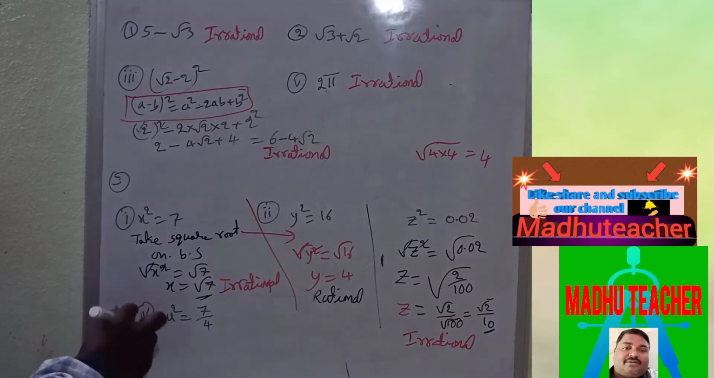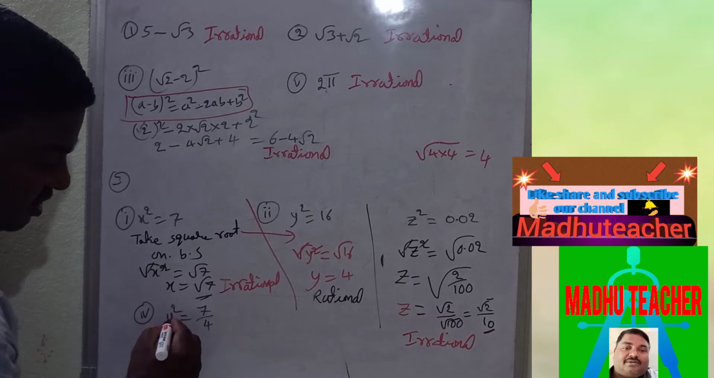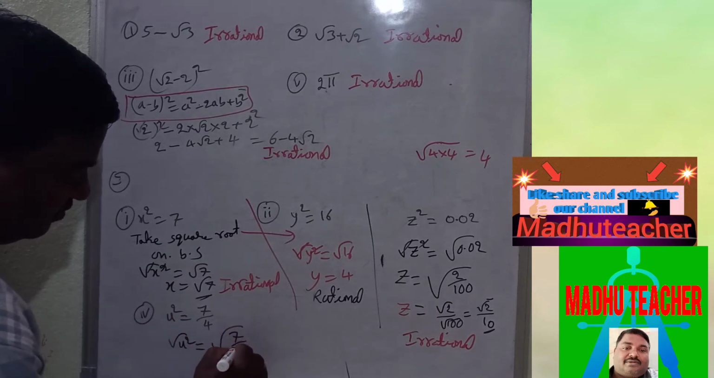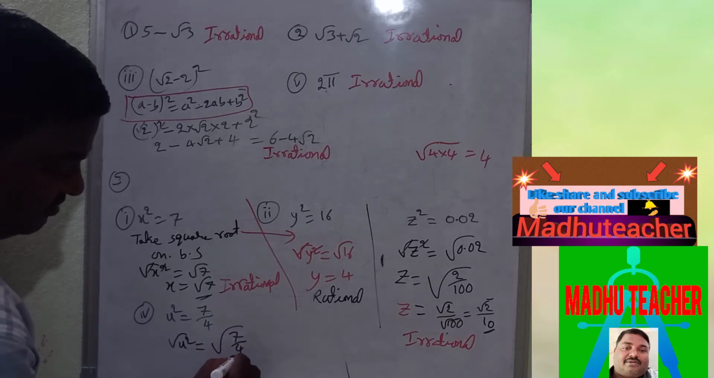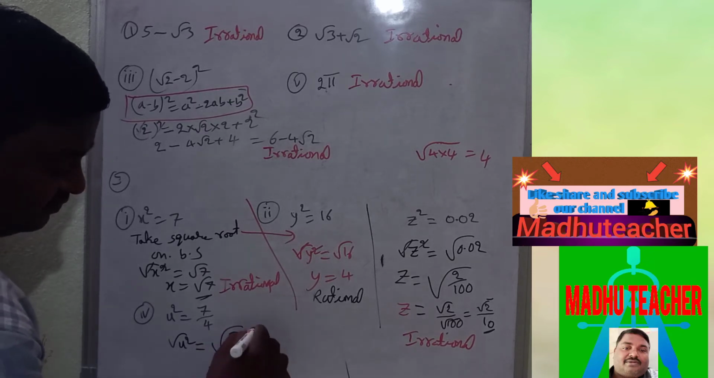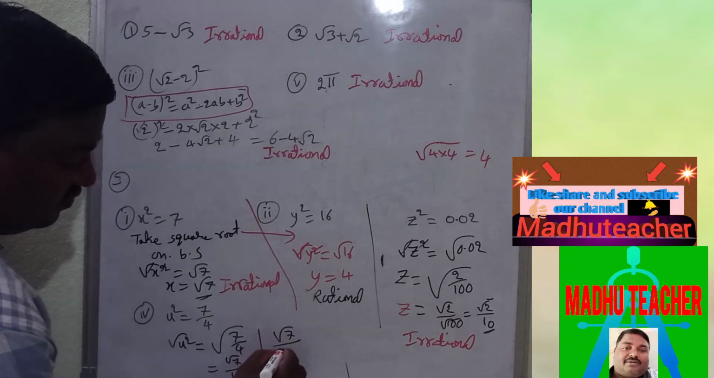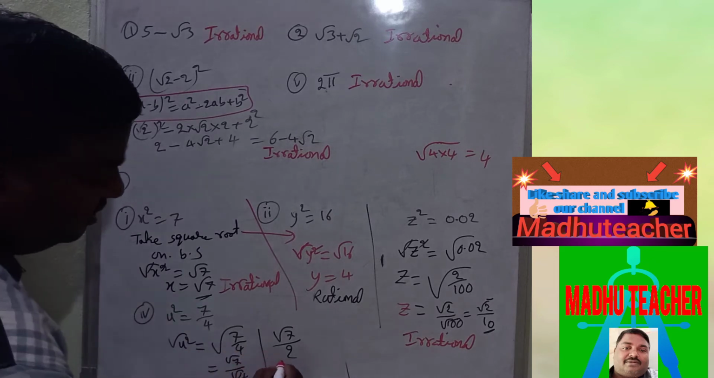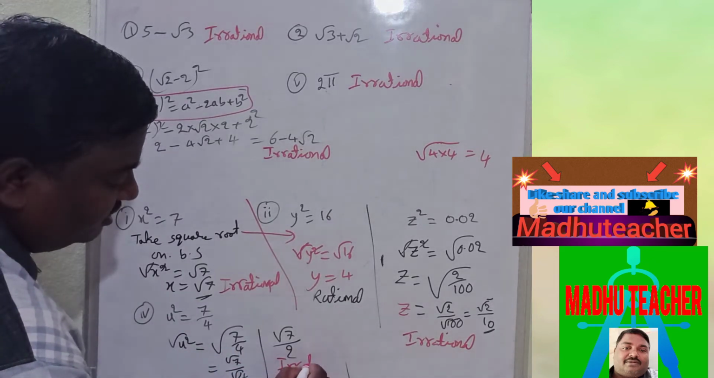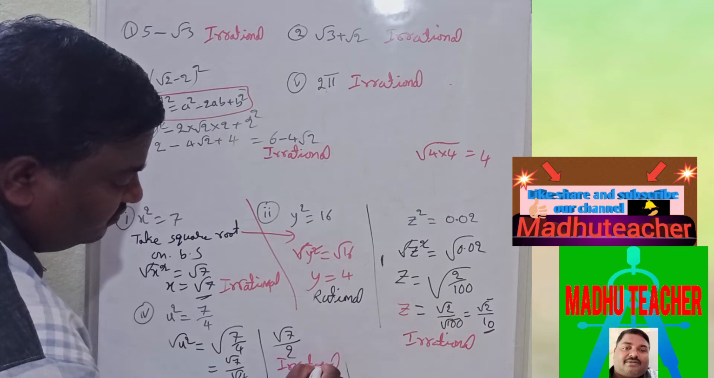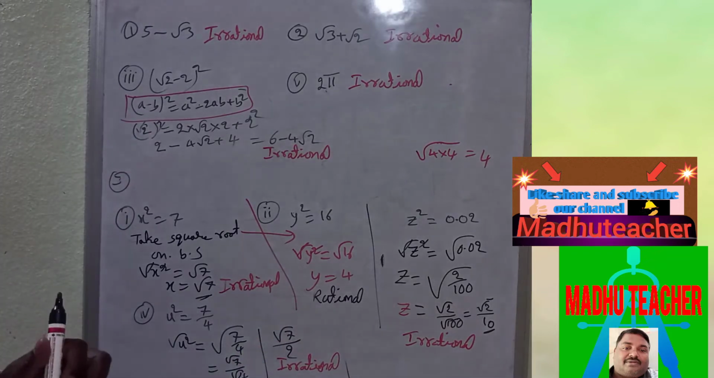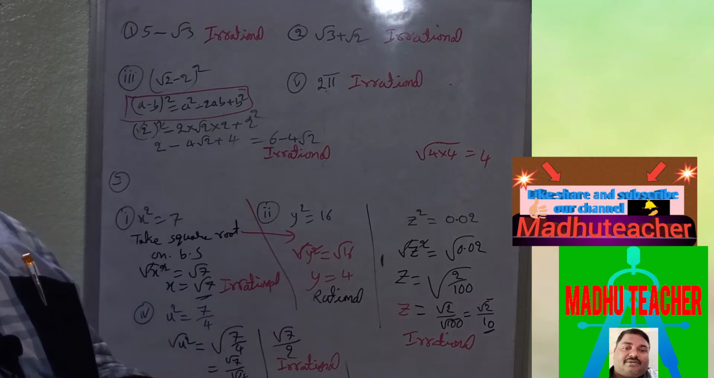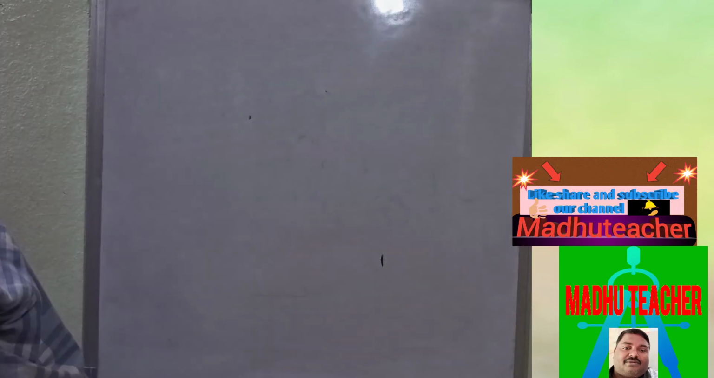Here we have one more. Same, take square root on both sides. Root of u square equals root of 7 by 4. So that equals root 7 by root 4. You can write root 7 by root 4, where root 4 is 2. Irrational by rational is also an irrational. It is also irrational. Like this, after simplification, we can decide whether it is rational or irrational numbers.